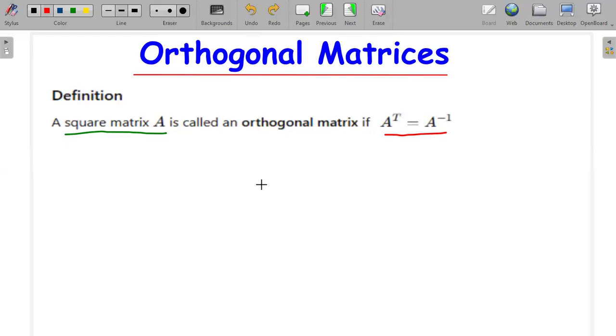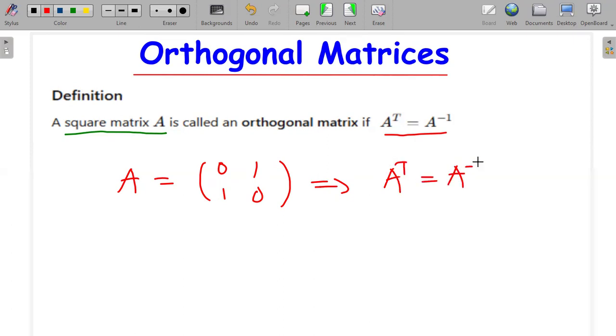So for example, A is equal to 0, 1, 1, 0. Show that this matrix is orthogonal. What we need to do is just show that A transpose is actually equal to A inverse. A transpose won't be hard to find. This row becomes the first column, so 0, 1, and then this row becomes the second column, 1, 0. So that is my A transpose. What about my inverse?